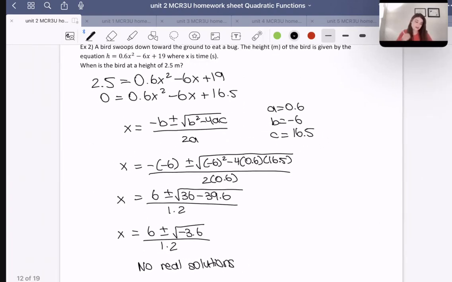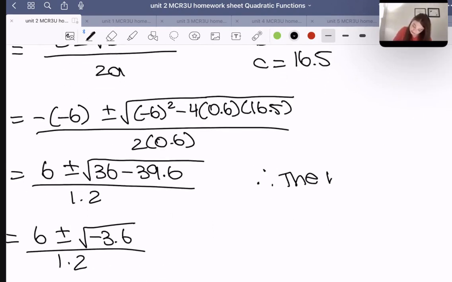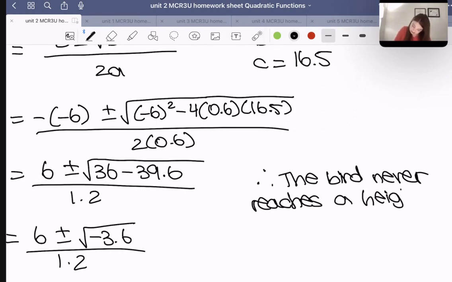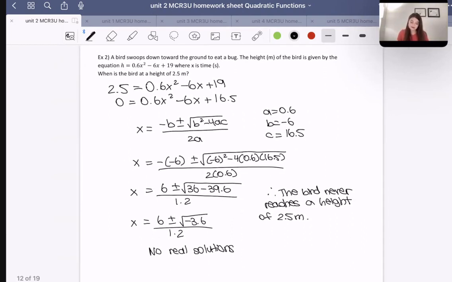So here it asks, what times for x is the bird at a height of 2.5 meters? Because there's no real solutions, what that means to us in the context of this bird is that there are no possible times when the bird is at 2.5 meters. Or in other words, the bird never reaches a height of 2.5 meters. So I'm going to write that. I'm going to say, therefore, the bird never reaches a height of 2.5 meters, right? This never happens because if it did, we would be able to find a solution here, right?